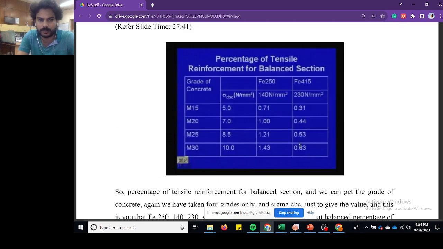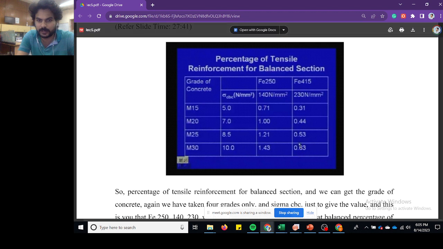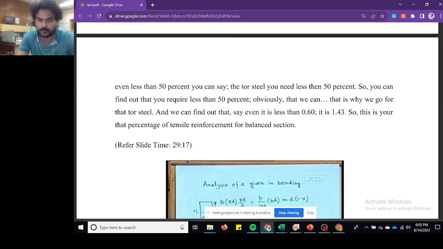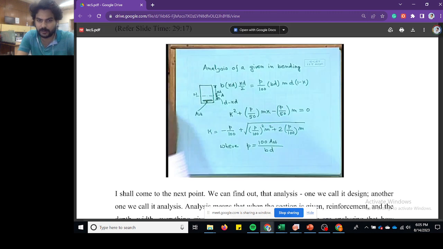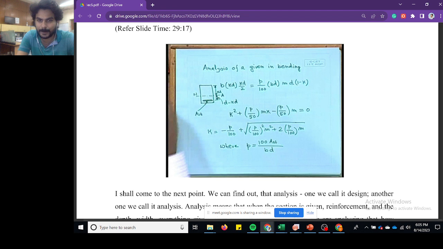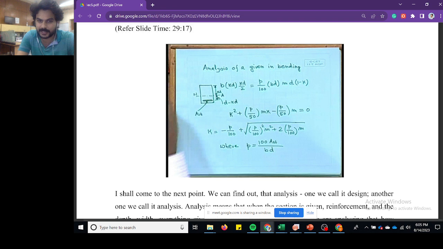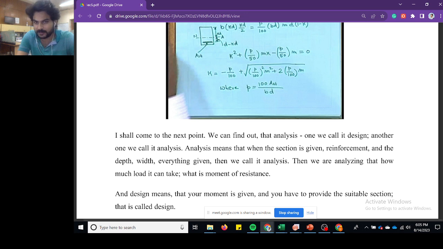Okay, so sigma CBC values are given for Fe250 and Fe415. Usually we don't use Fe250 these days, we only use Fe415, but in the example if Fe250 is given, we have to use these values. Then again we calculate the formula for K by equating this equation we already have derived, and the formula of K is this: K is equal to minus P by 100 plus under root P by 100 square M square plus 2 P by 100 into M, where P is 100 AST by BD. This formula is also required.